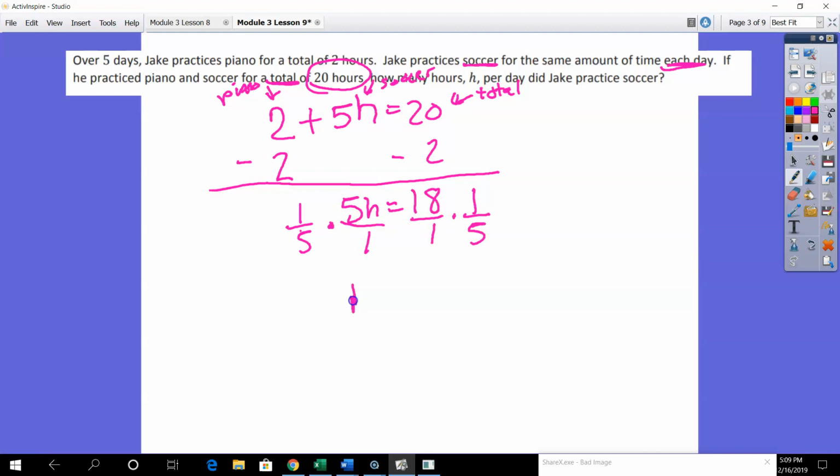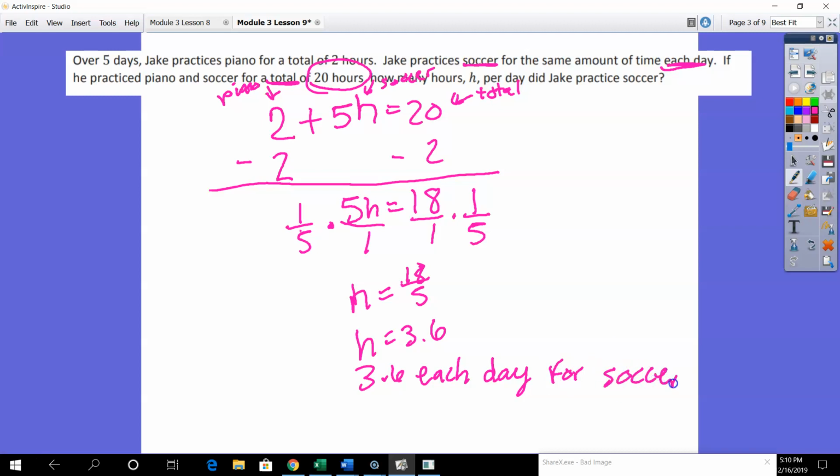That leaves me with h is equal to 18 over 5. And so when I do 18 divided by 5, I get h is equal to 3.6. So 3.6 hours each day that he practiced soccer.